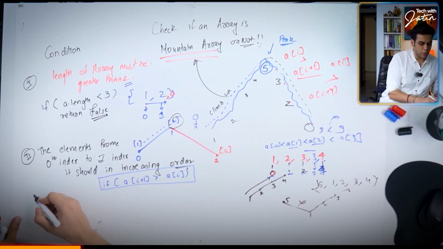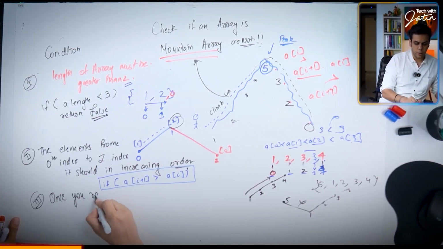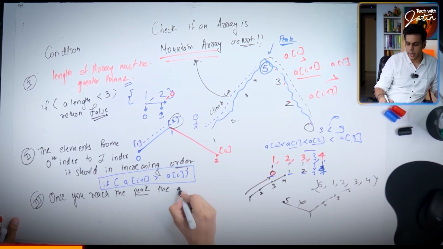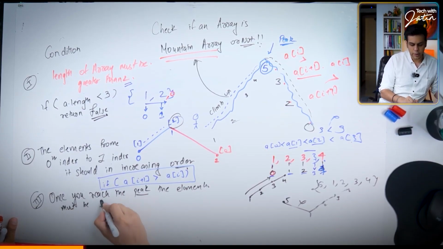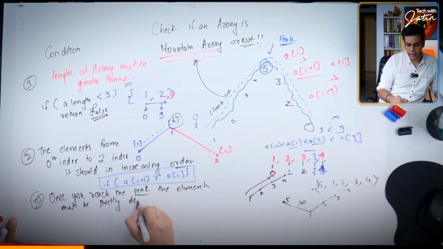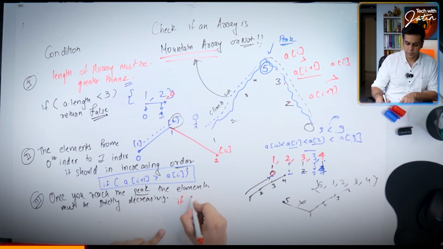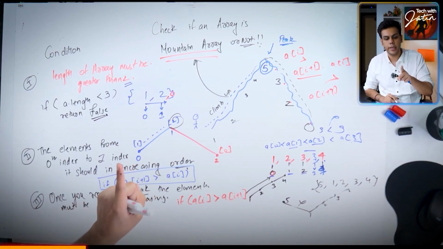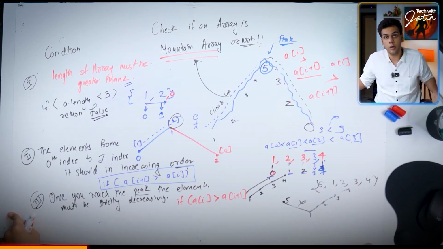So the third condition over here that comes into picture: once you reach the peak, the elements must be strictly decreasing. How can I do that? I can say if A of I greater than A of I plus 1. Make sense to everyone? Yes? Quickly make a note of this particular point and then we will try to discuss the logic of this particular program.